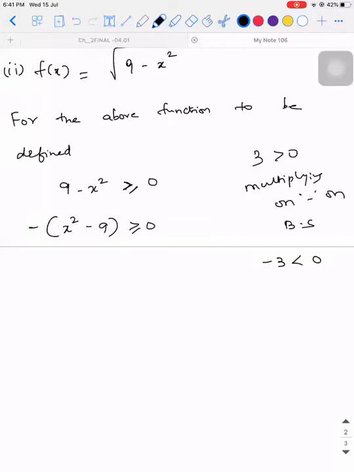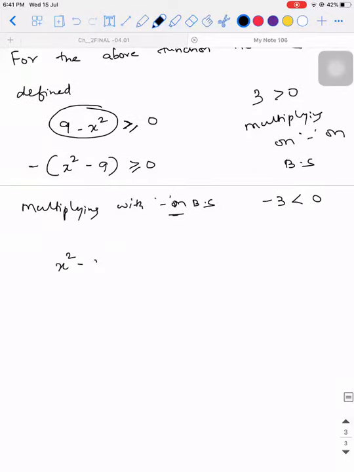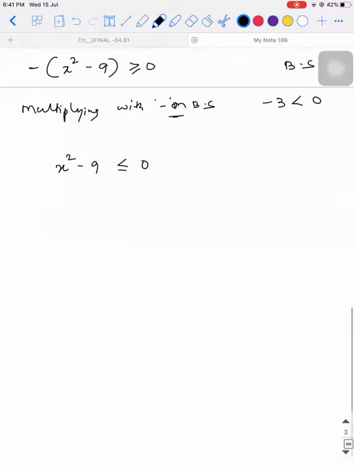I didn't multiply with minus, try to understand. I took out the minus sign from this. So multiplying with minus on both sides, what do I get? X square minus 9 is less than or equal to 0. Very good. So I can write it as x minus 3 into x plus 3 is less than or equal to 0. I hope this is clear.